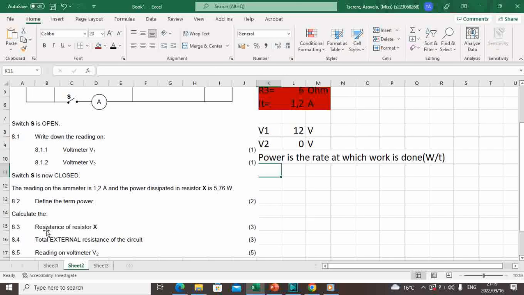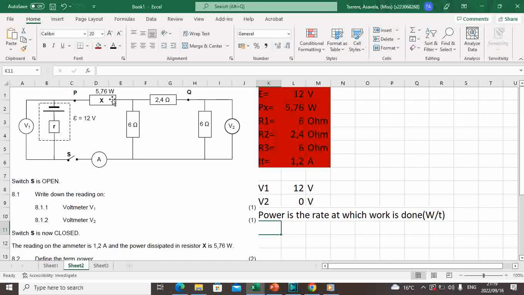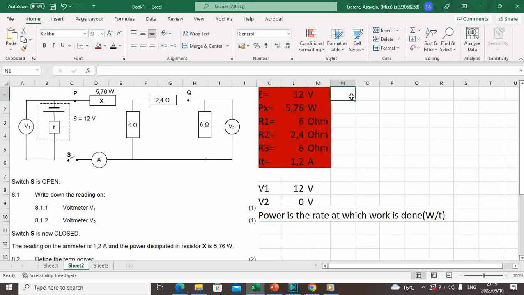Next question, calculate the resistance of resistor X. Where is resistor X? Here is resistor X. We already have the current that flows through resistor X, and we have the power that is dissipated by resistor X. So we can simply use this formula to calculate Rx.